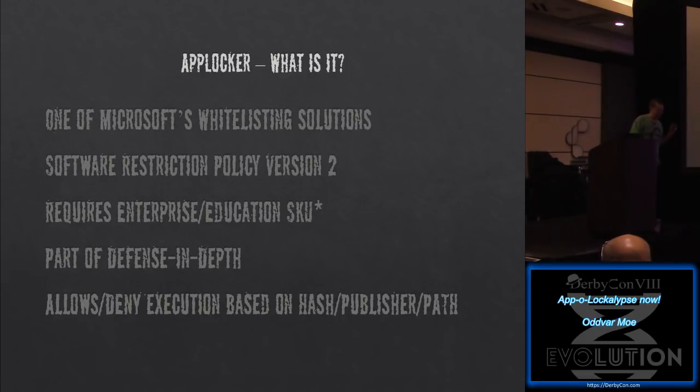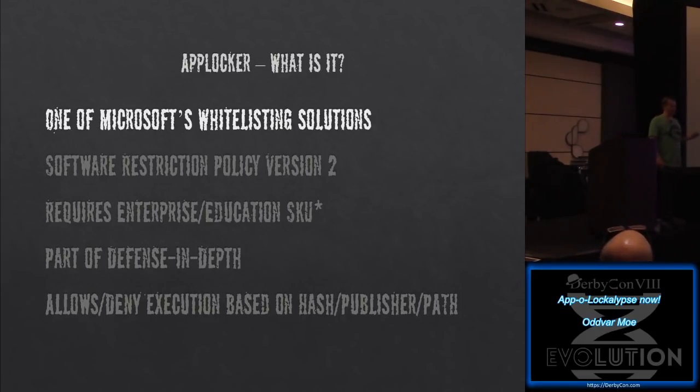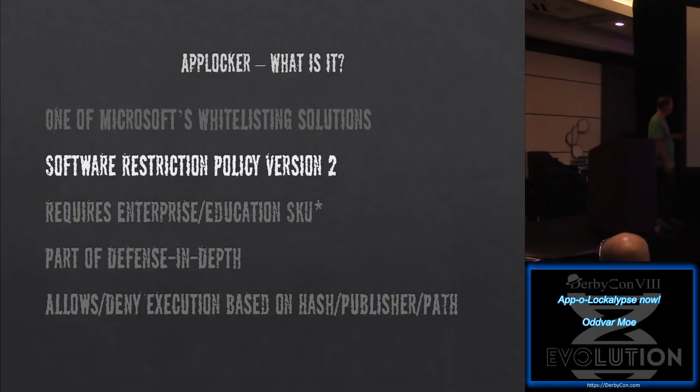So AppLocker is basically one of Microsoft's whitelisting solutions. It's a product you use to tell what is allowed to run on the endpoint and what is not. Instead of telling it everything it should block, you tell it what it's allowed to run. That's whitelisting. If you have worked with Microsoft products from XP and 2003 servers, you may remember something called software restriction policies. AppLocker is version 2 of that, the next generation software restriction policy.